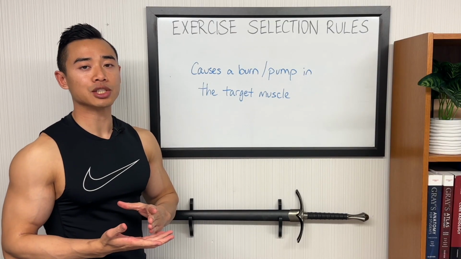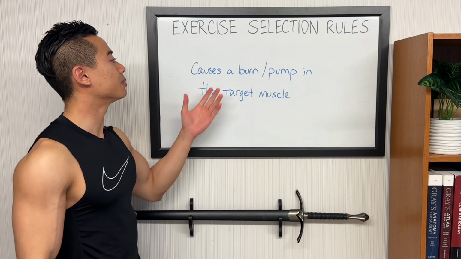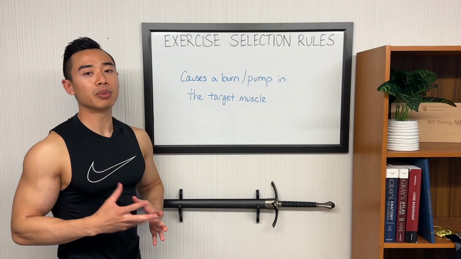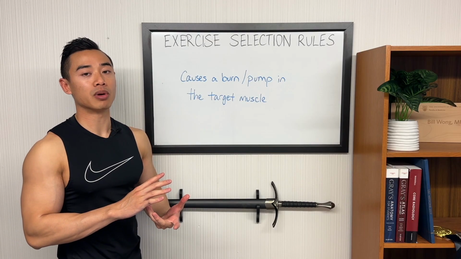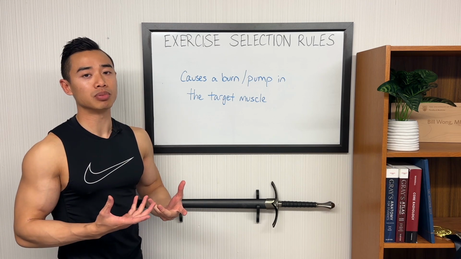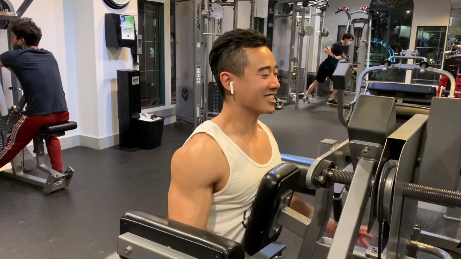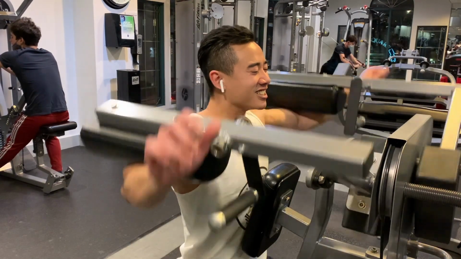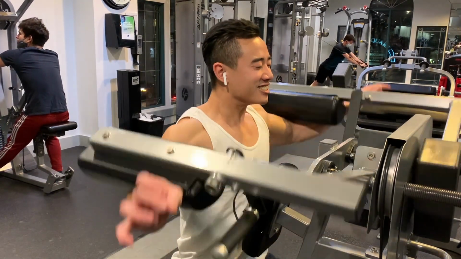My rule for exercise selection here is to choose exercises that cause a burn and pump in the target muscle. The burn and the pump basically come from metabolic byproducts like lactate as well as increased blood flow. So during the exercise, you want to look to see if you can feel a burn in the target muscle, and after the set, you want to see if you're getting a nice pump.